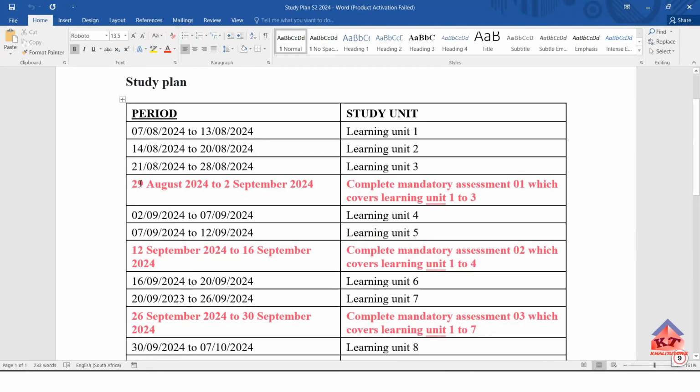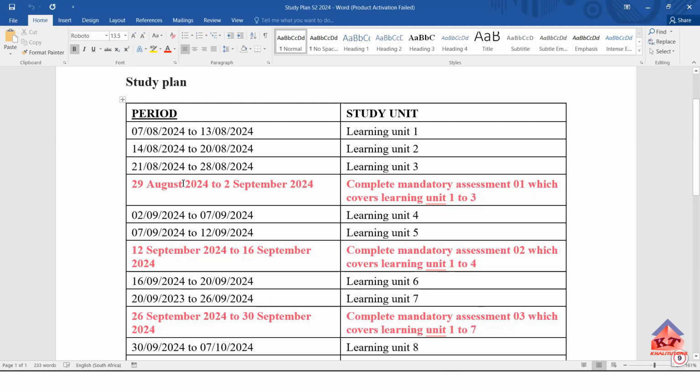So your assignment number one will be available on the 29th of August 2024, and the deadline is the 2nd of September 2024. So you basically have about 3 days, if I'm not mistaken. I haven't checked the calendar. If you have 3 days, you can do your assignments between the 29th and the 2nd of September.